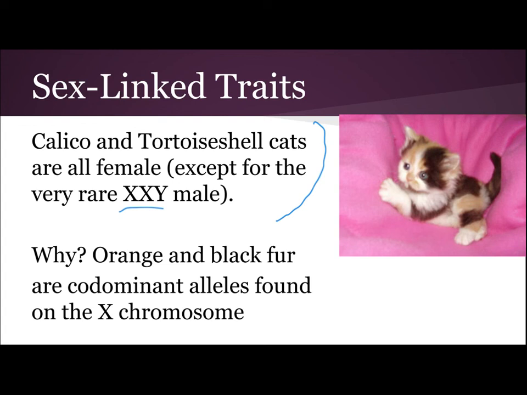I have a female calico cat myself. So why is that? It's because the gene for orange fur and the gene for black fur are codominant alleles and they are sex-linked, so they are found on the X chromosome. So in order for a cat to have both orange and black fur, it has to have one X chromosome with an orange allele and one X chromosome with a black allele. And only females in most cases have two X chromosomes, so only females can have those two colors.